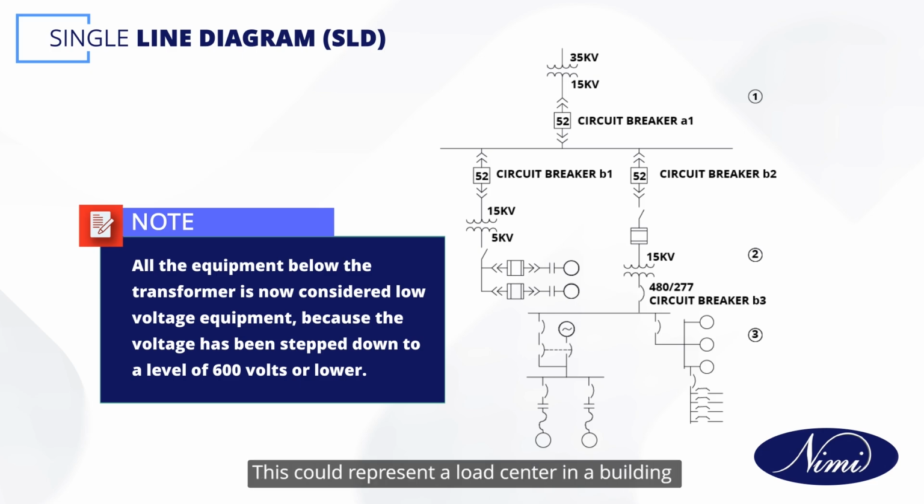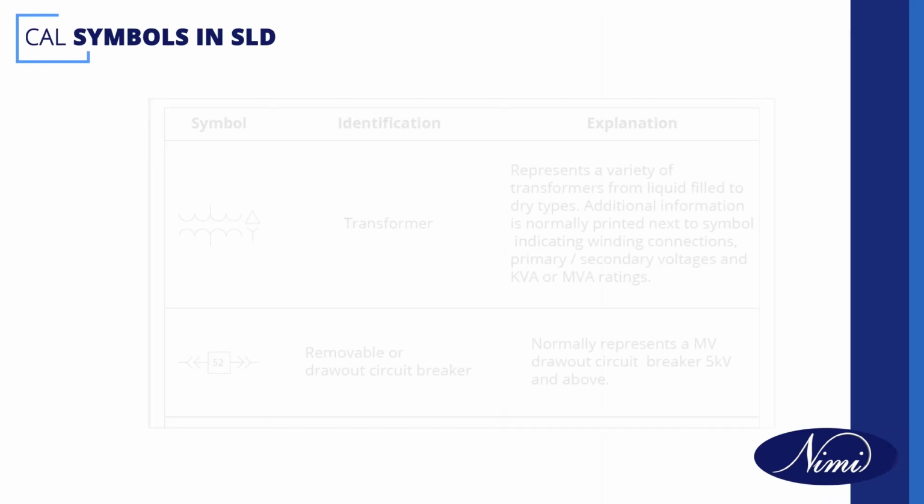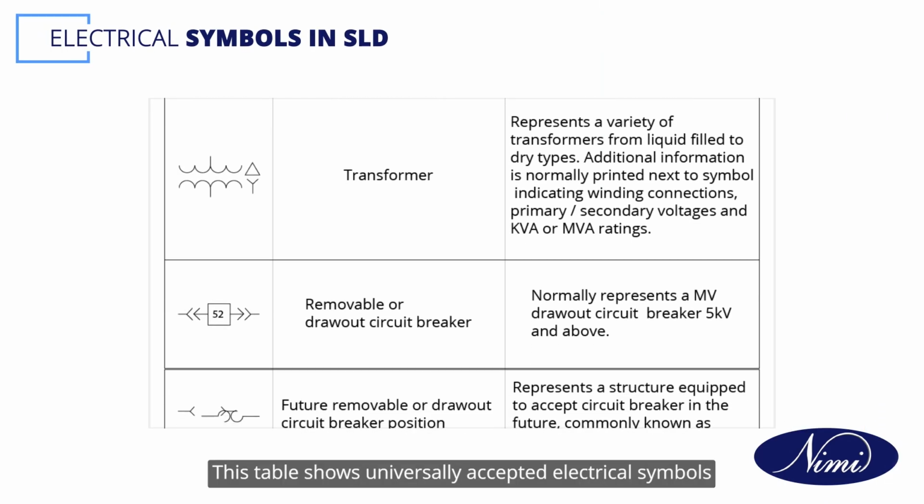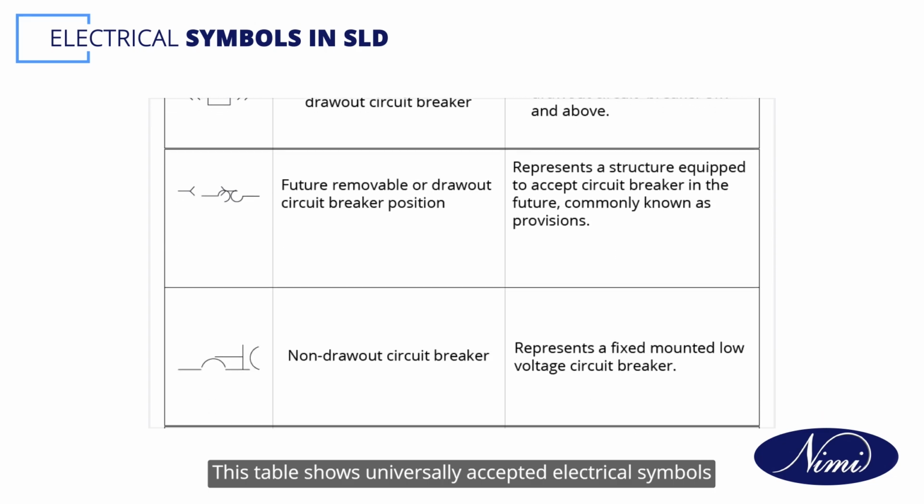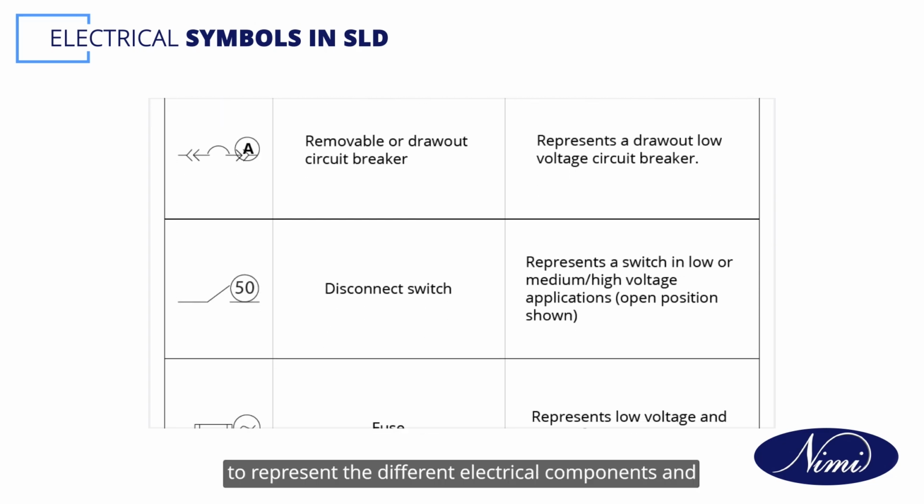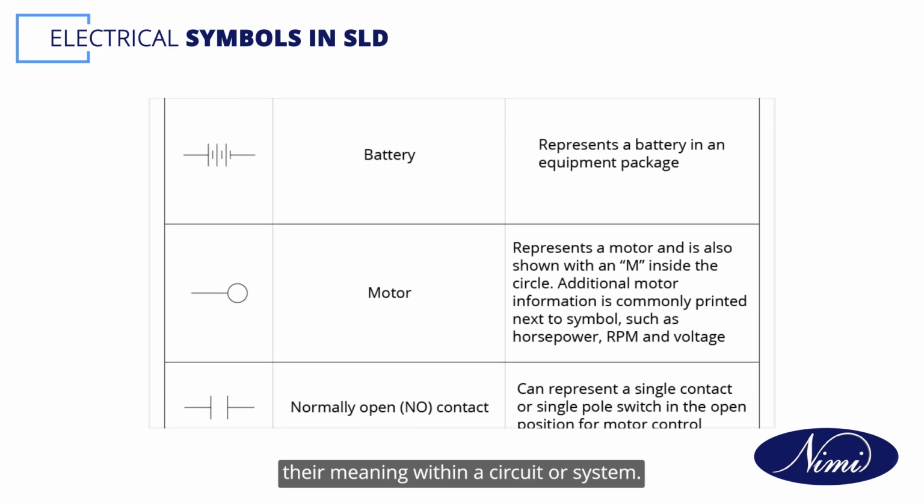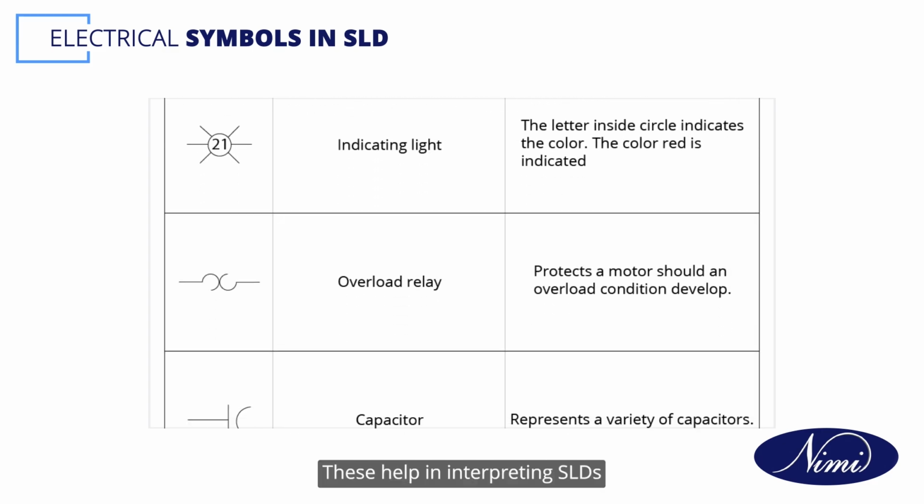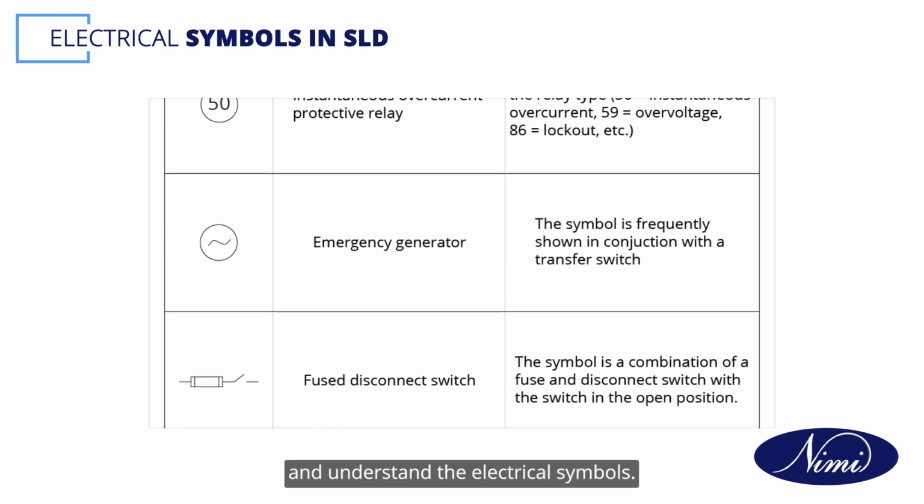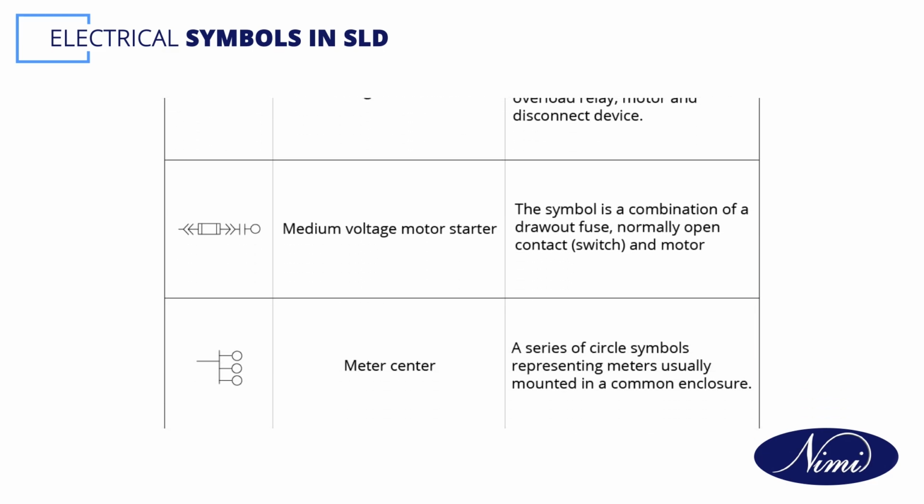This could represent a load center in a building that feeds power to the lights, air conditioning, heat, and any other electrical equipment connected to the building. This table shows universally accepted electrical symbols to represent the different electrical components and their meaning within a circuit or system. These help in interpreting SLDs and understanding the electrical symbols.